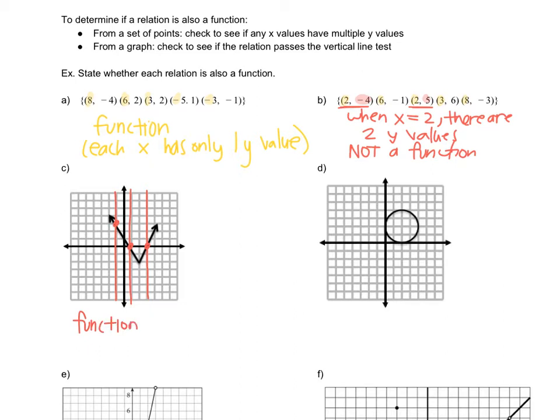Now, it's not enough just to say it passes the vertical line test. You have to understand what the vertical line test means. It passes the vertical line test, meaning each x only has one y value. Now let's try the next one. I draw a vertical line. I hit 2 points. This is not a function, because the x values have multiple y values.